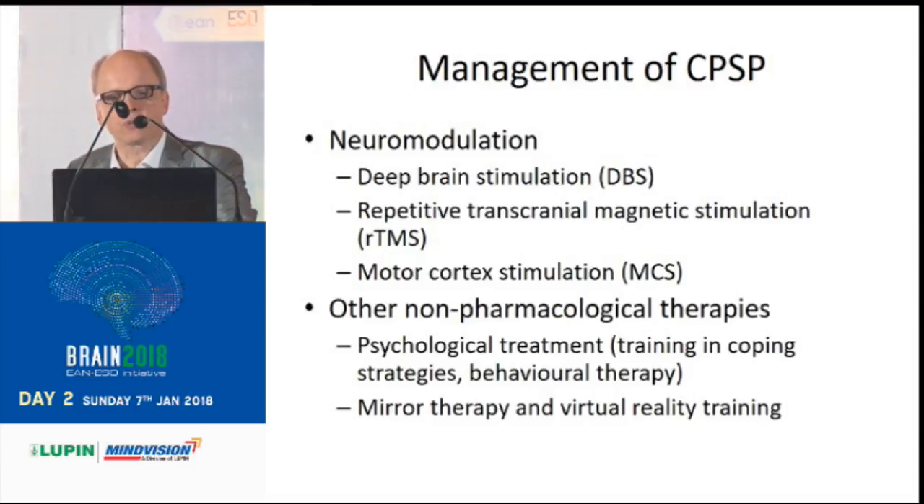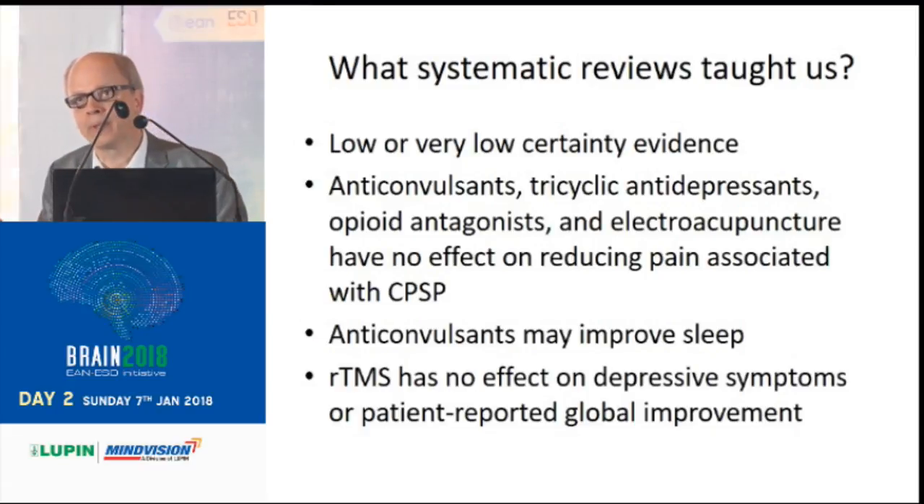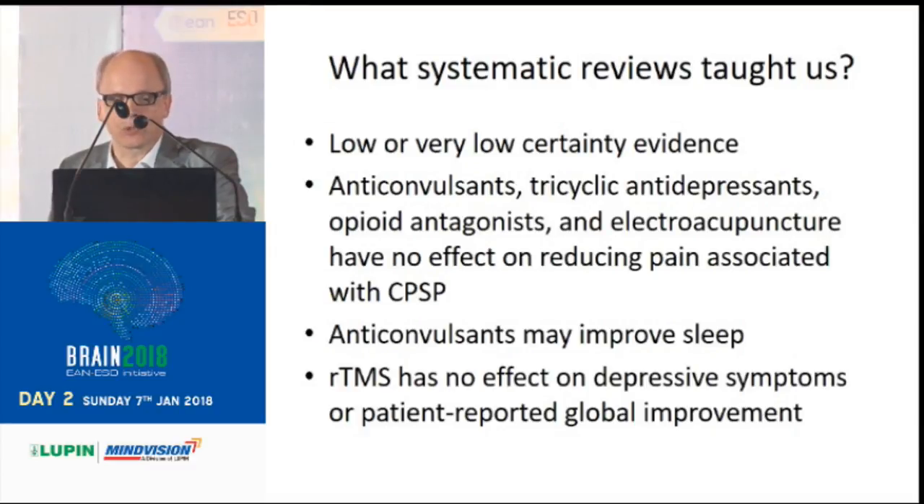So what these systematic reviews have taught us is that there's only low or very low certainty evidence of pharmacotherapy which may help these patients. Anticonvulsants, tricyclic antidepressants, opioid antagonists, and electroacupuncture have no effect on reducing pain associated with central post-stroke pain. This is what we know at the moment, but the studies are of low efficacy and low statistical power. The only positive result was that anticonvulsants may improve sleep in these patients, but that's all. There was also one well-done study about rTMS, but it had no effect on depressive symptoms or patient-reported global improvement in pain.